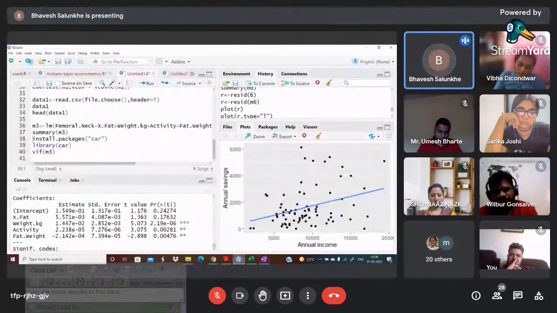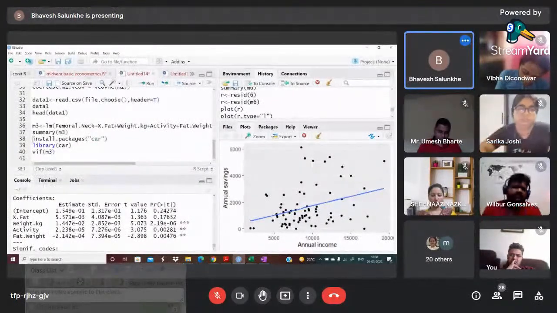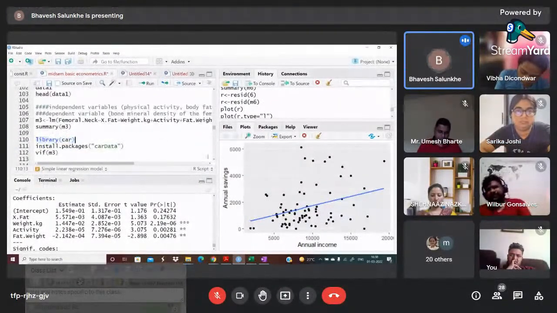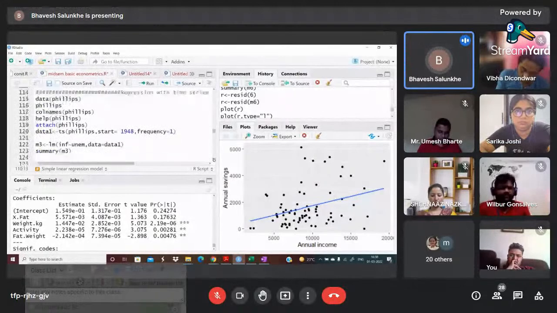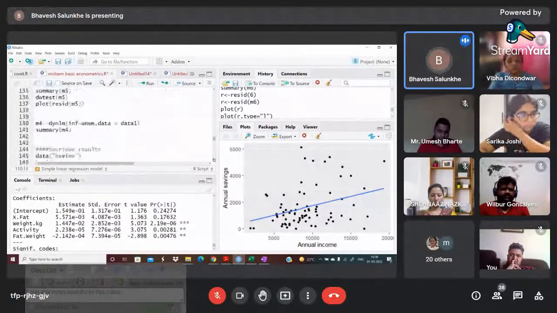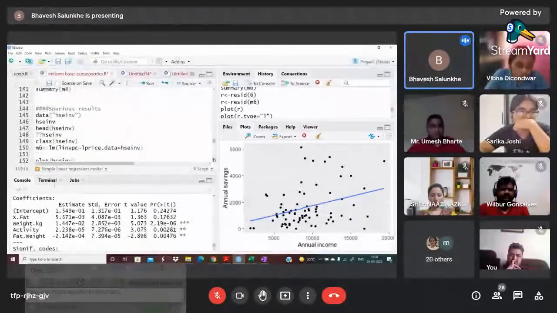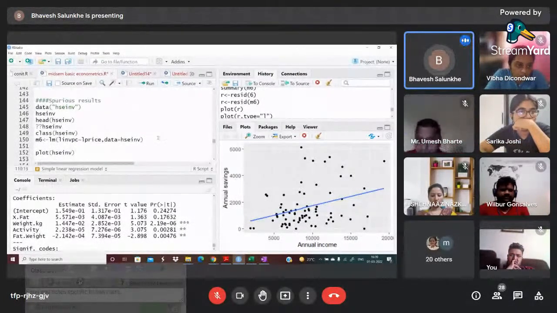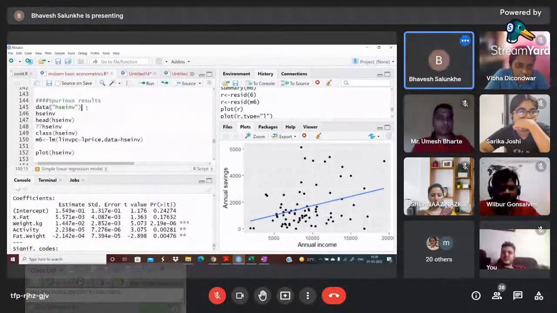Let's go to the R now. I have, I think, a couple of examples over here. We'll try to explore that. There is a data set called HSEINV.